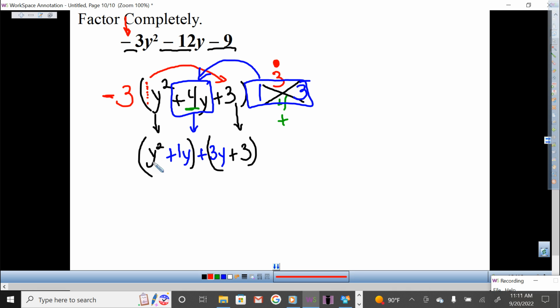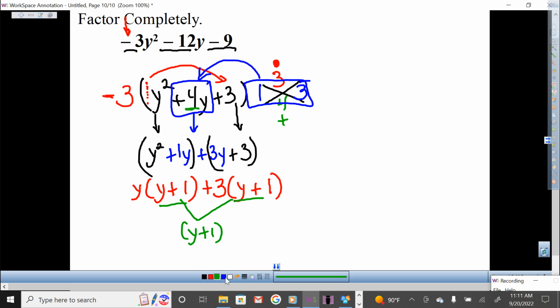All right, so next, what is GCF for the first 2 terms? What's the same here and here? Y, and we're left with y plus 1, okay? Next, what is GCF for these 2? What's the same? Or what divides both terms? 3. So we're left with y plus, what is 3 divided by 3? 1. So, what's the same here and here? Well, the y plus 1. That's our first factor. Y plus 1. What's left over for the first one? The y. How about for the second one? Plus 3. So we're left with y plus 3.